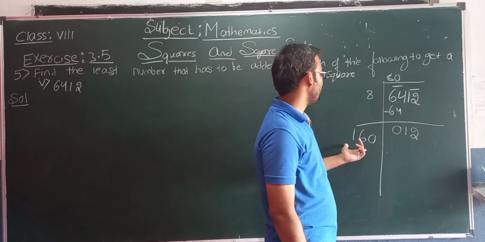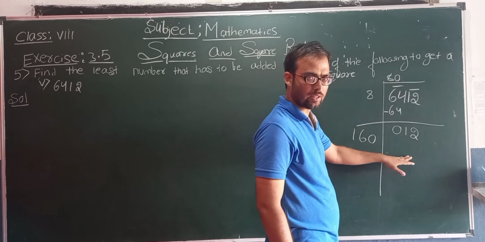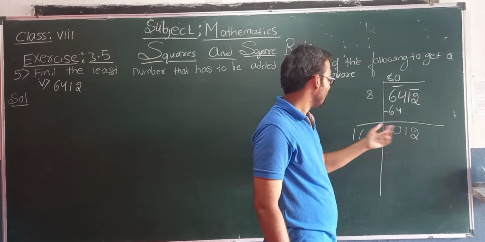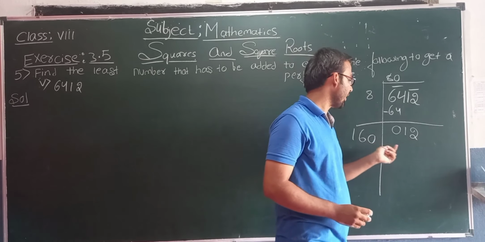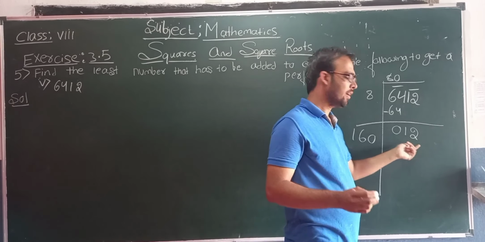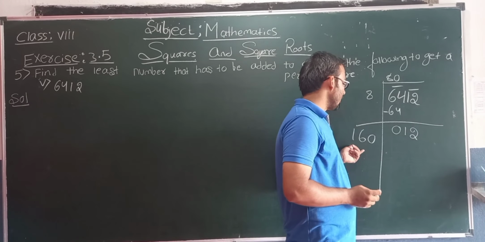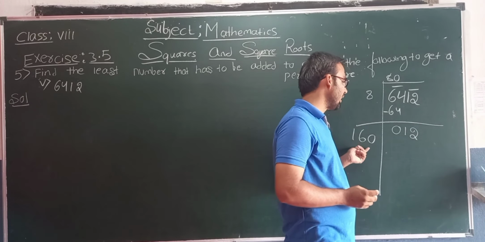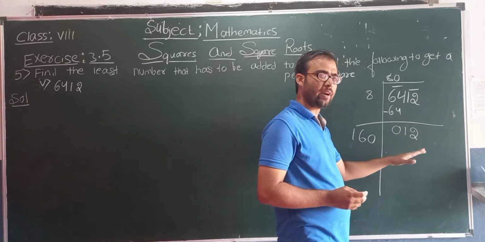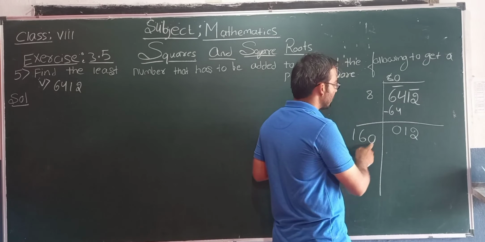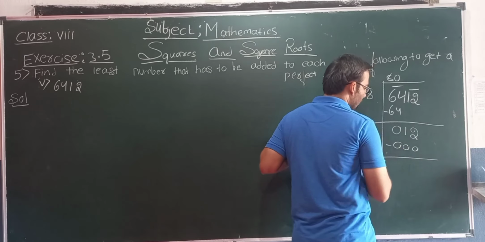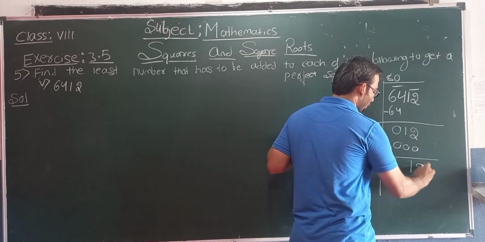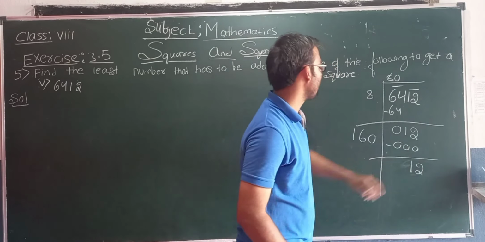Now students, we cannot divide further. Why? Because here the dividend is smaller than the divisor. In the second case, this will be the dividend, and what is the divisor? 160. This is greater than 12, so we cannot divide further. We can write like this: 160 into 0 is 000. 12 minus 000 is 12. So here we have got the remainder as 12.